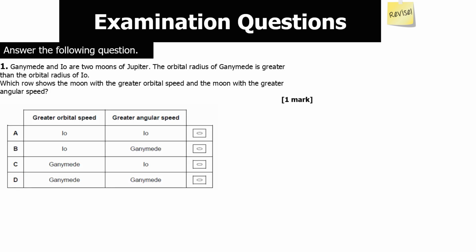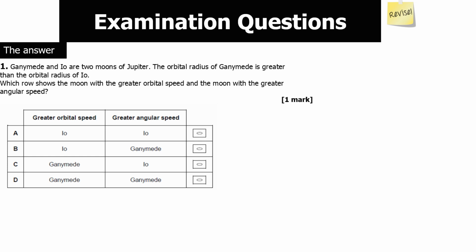The next question says, Ganymede and Io are two moons of Jupiter. The orbital radius of Ganymede is greater than the orbital radius of Io. Which row shows the moon with a greater orbital speed and the moon with a greater angular speed? So pause the video now, then unpause the video when you want to go through your answer.